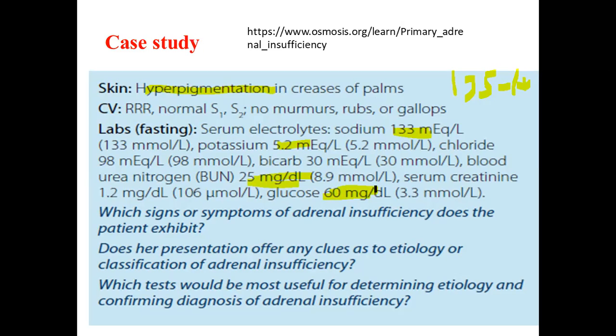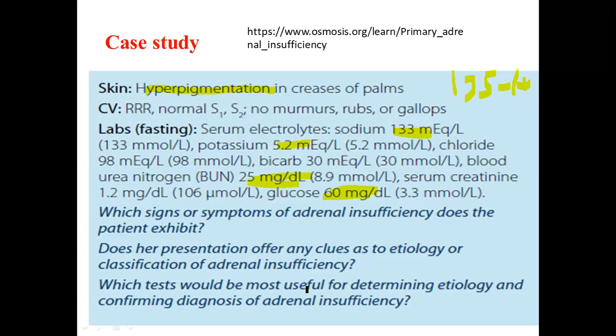So maybe can you attempt question number one? Any signs and symptoms of adrenal insufficiency in summary? So the main symptom, the fatigue, and that's a common symptom. And then there was hyperpigmentation. Then from the labs, there was high blood urea nitrogen and hyponatremia and hyperkalemia. And then hypoglycemia. Okay. Thank you so much. And that is enough for you.